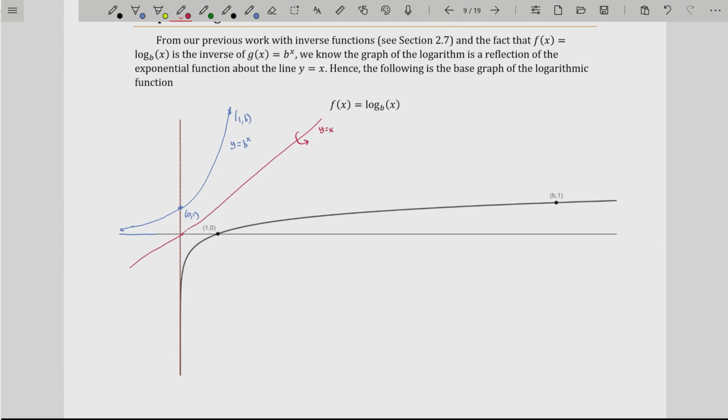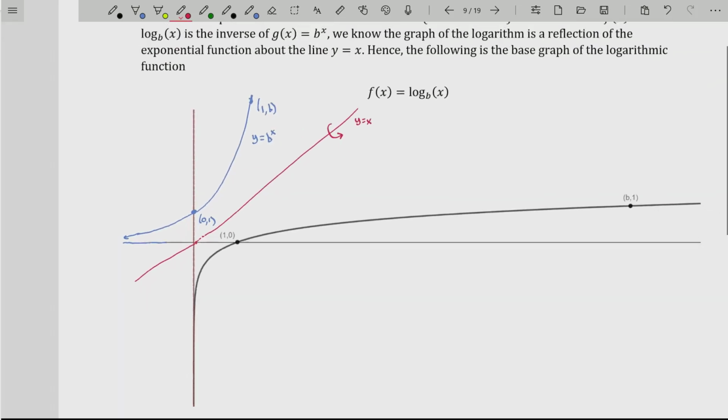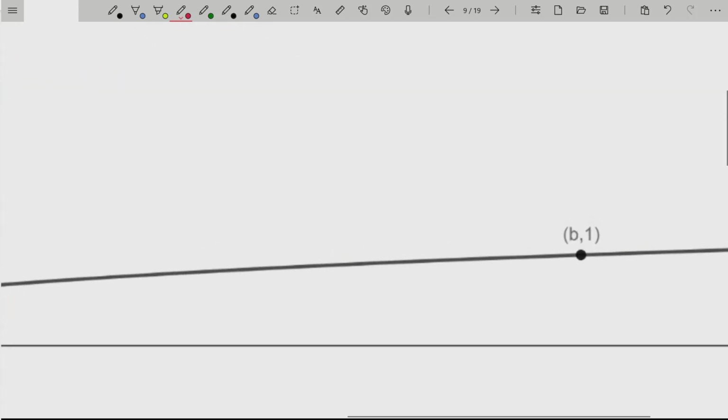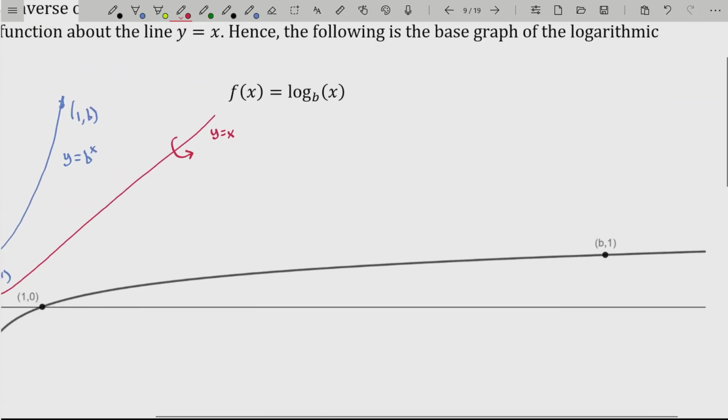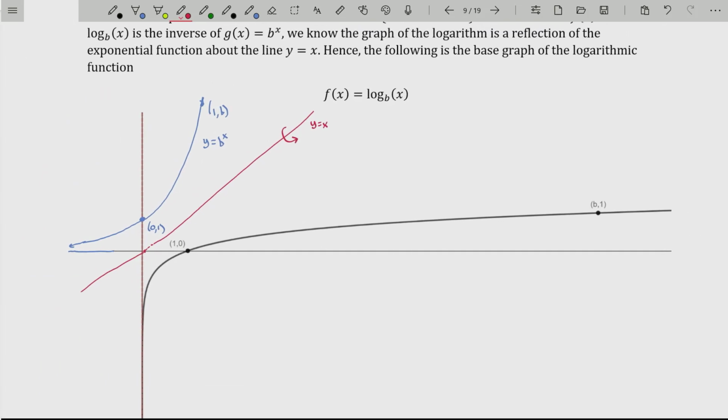Notice I've swapped the points. Instead of going through 0, 1, the inverse goes through 1, 0. And instead of going through 1, b, the inverse goes through b, 1. This logarithmic graph here, I cannot express how important it is that you know this logarithmic graph. A lot of people don't realize how important logarithms are.